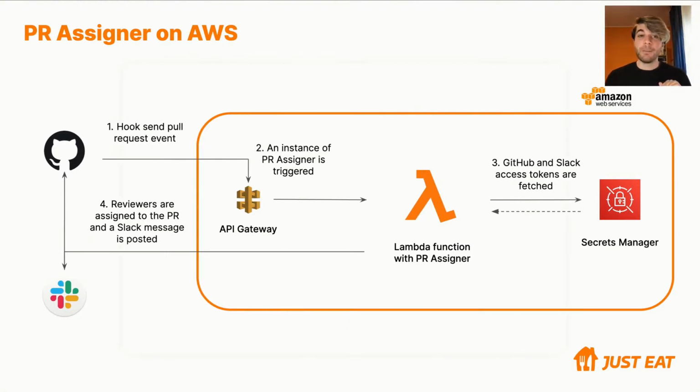As I mentioned earlier, one of the first steps of PR Assigner is to retrieve secrets from the Secrets Manager. In this case, they are the GitHub and Slack access tokens. PR Assigner will then run its code to determine how many engineers you need to assign and who can be assigned based on their Slack status. A final step is to update the PR with the assignees and send a message on Slack to notify them.